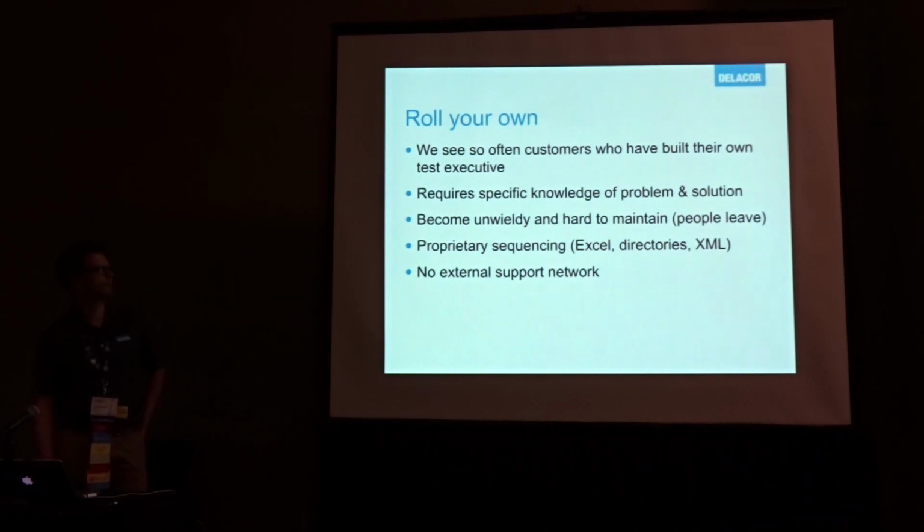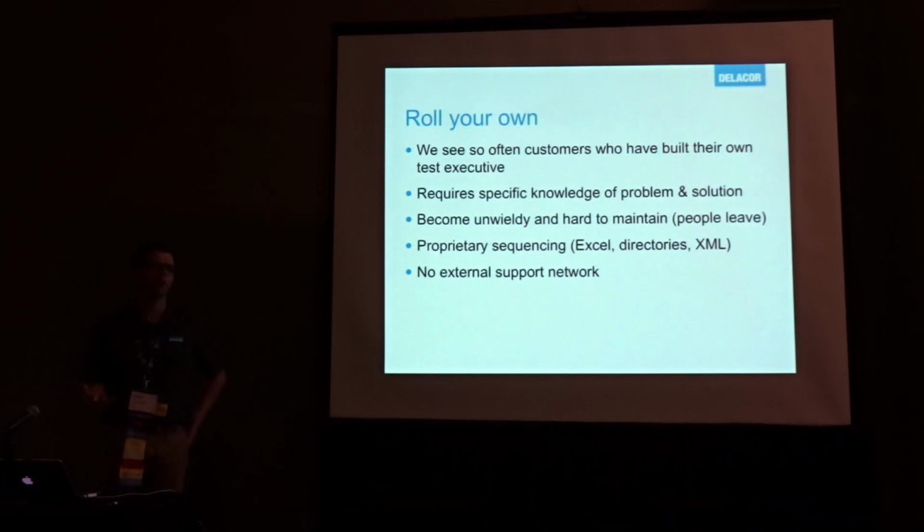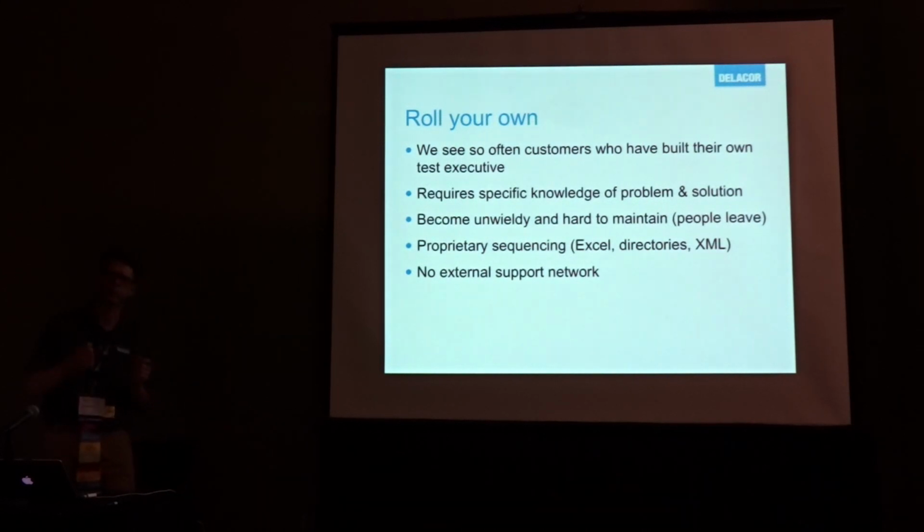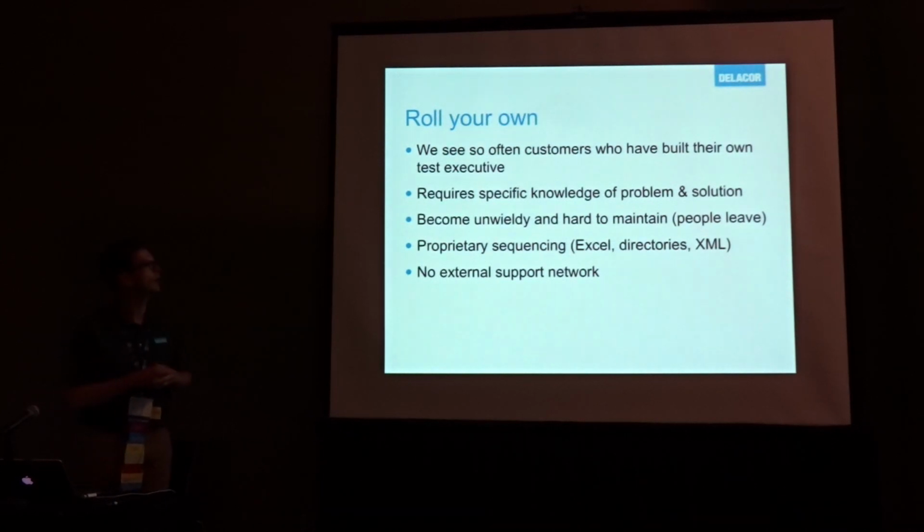And often they use proprietary sequencing. So we've all come across, how do you decide which test to run? Well, there's some magic spreadsheet where you have to put a yes in a particular column, and that determines whether the test runs or not. But is it uppercase yes or is it lowercase yes? Who knows? The guy left last year. So we get the proprietary sequencing: Excel, directories, XML maybe. I've seen a variety of different things.